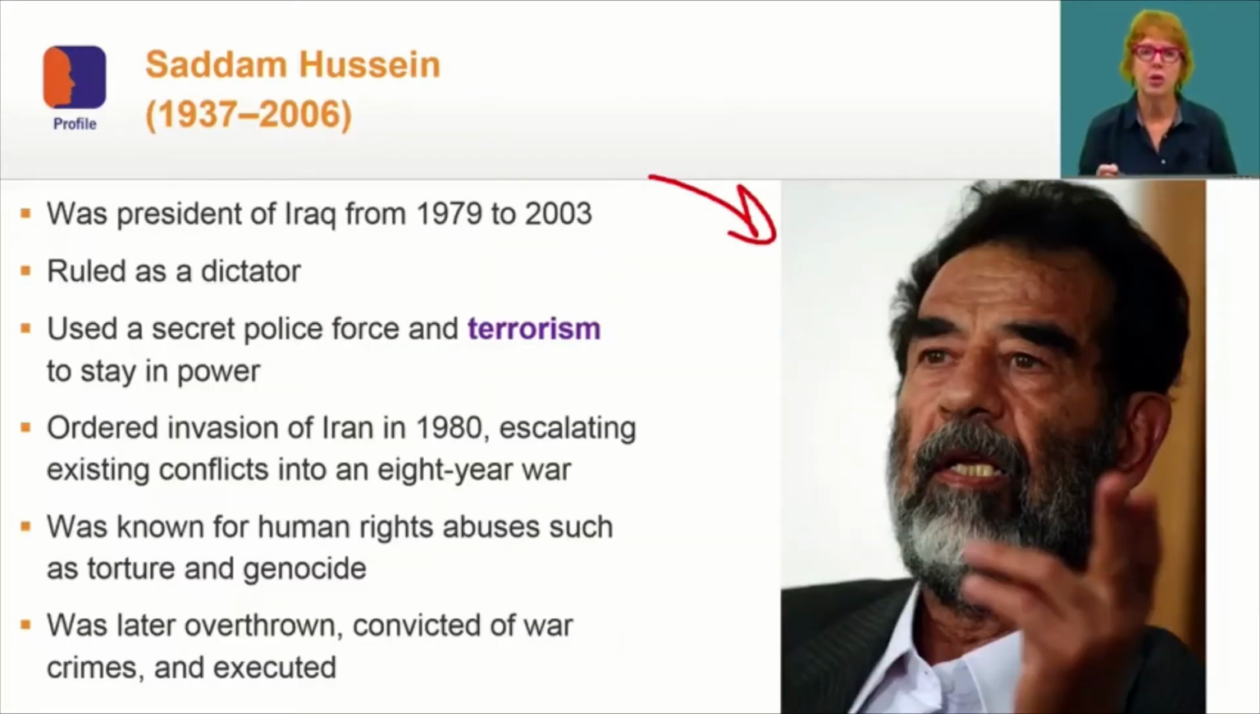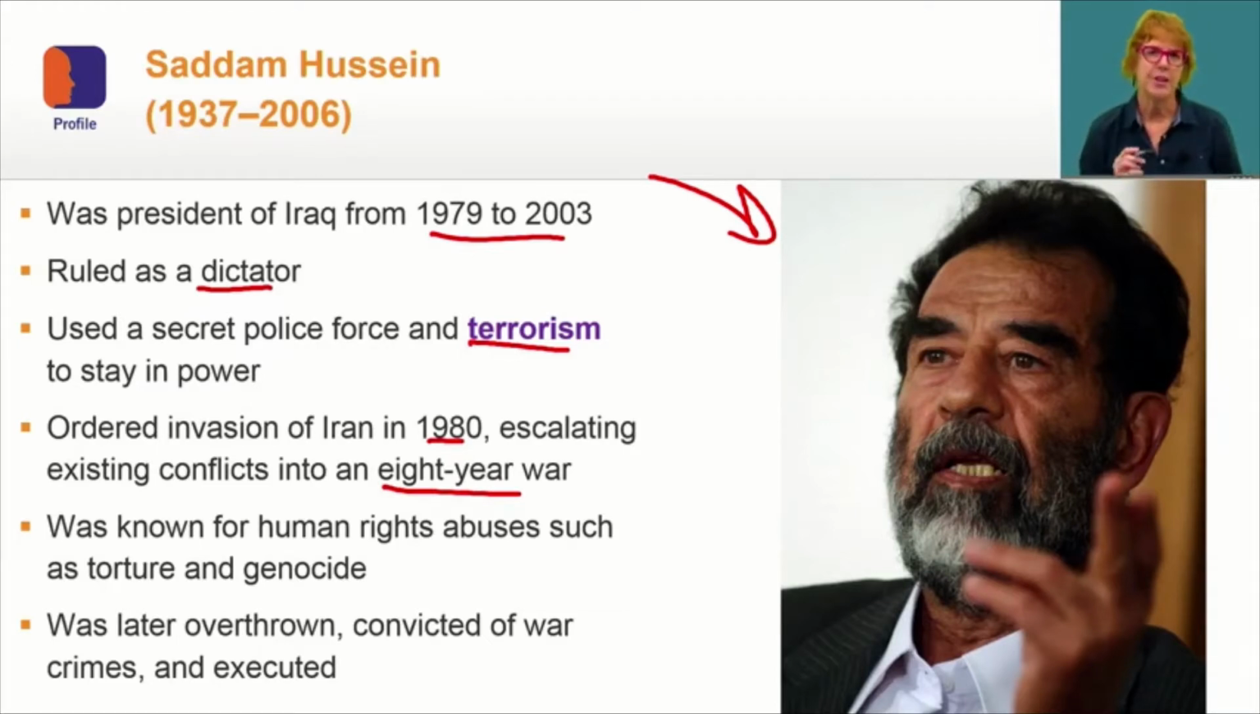Saddam Hussein ruled Iraq from 1979 to 2003. He was a powerful leader who waged war with other Middle Eastern nations. He ruled as a dictator. He used a secret police force and terrorism to stay in power. While Iraq's leader Hussein's goal was to gain complete control of the oil-rich Persian Gulf area, at one point he unsuccessfully attempted to conquer Iran and take control of its resources. He ordered the invasion of Iran in 1980, escalating existing conflicts into an 8-year war.